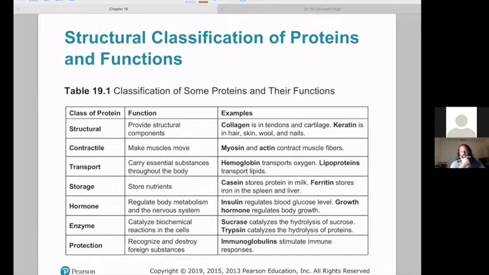And then there are hormones. Insulin is a very famous hormone that's actually made up of a protein. We talked about how some hormones are steroids or lipids, that's one class, but there's another one that's also proteins. And then the big ones being the enzymes, which are really like the worker bees of the cell. They're always doing something, they're catalyzing chemical reactions. And then protection: there are proteins that are responsible for recognizing foreign substances. So your immune system is based on proteins as well.